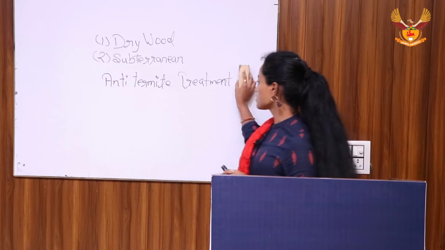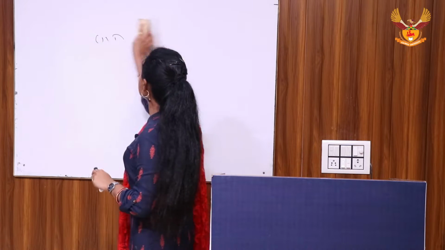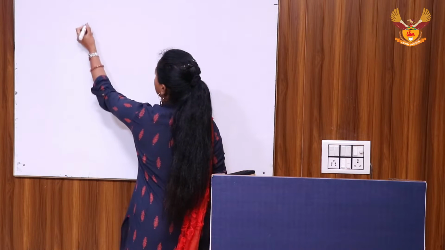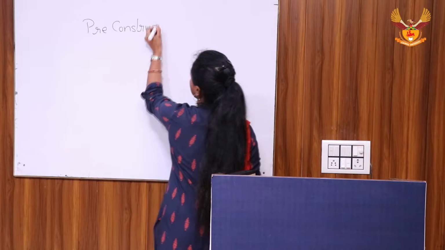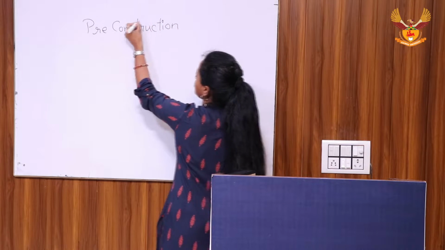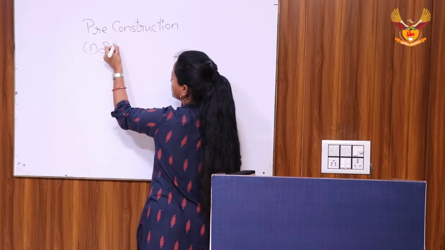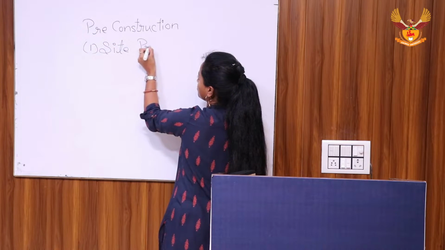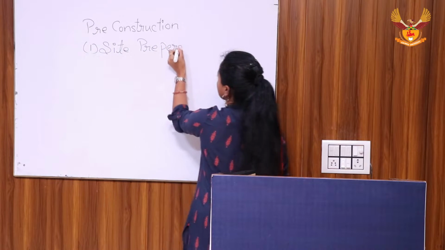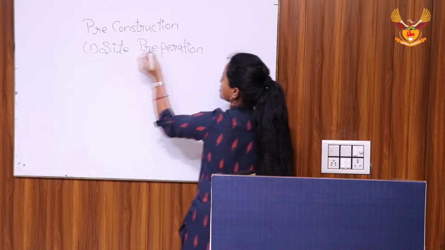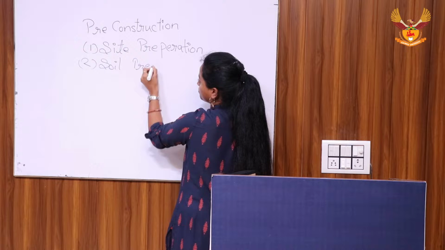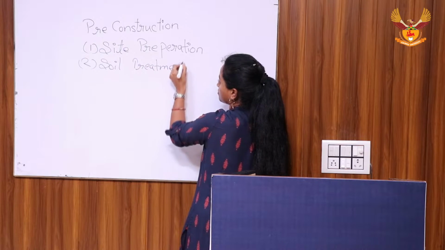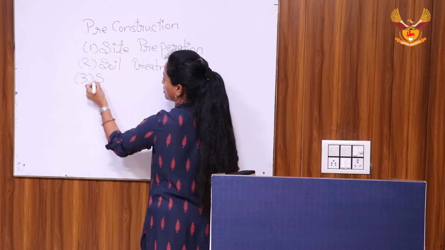About pre-construction treatment, there are three stages in which we can do the anti-termite treatment. First one is site preparation. Second one is soil treatment. And the third one is structural barriers.